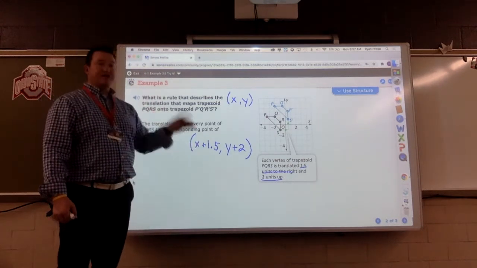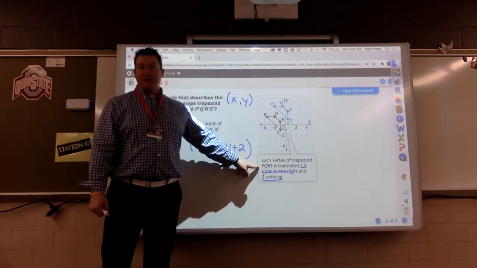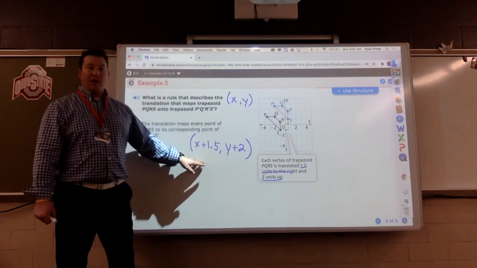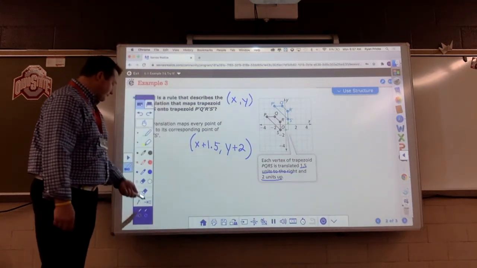So two different ways to write a rule. The easy way is just, it's going left 2 and down 4. This is the more meaningful way, because now I can use that rule to do something with.